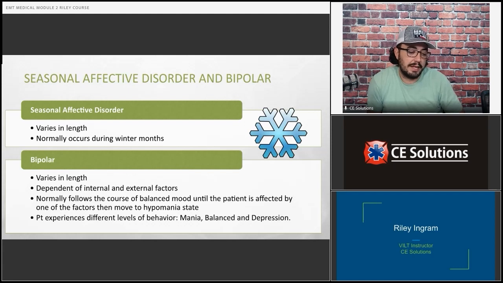Bipolar varies in length, dependent on internal and external factors. It normally follows the course of a balanced mood until the patient is affected by one of the factors, then moves to a hypomania state. The patient experiences different levels of behavior. You've got mania, balanced, and depression.